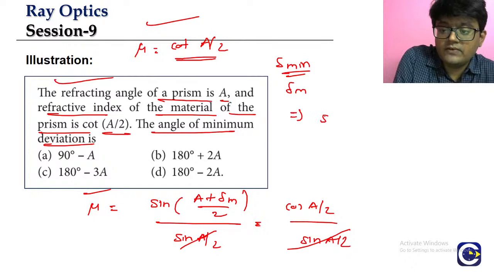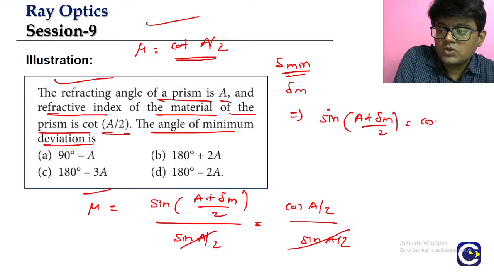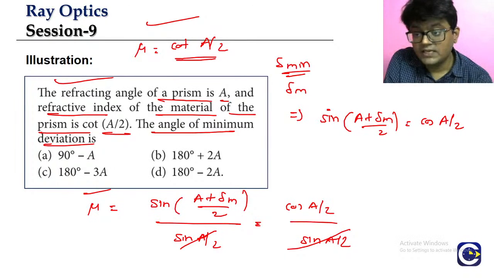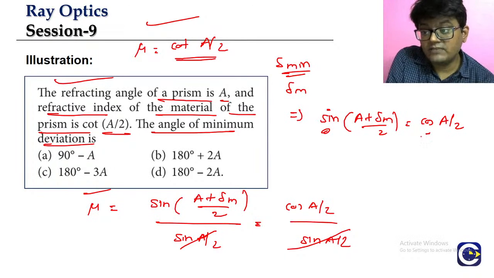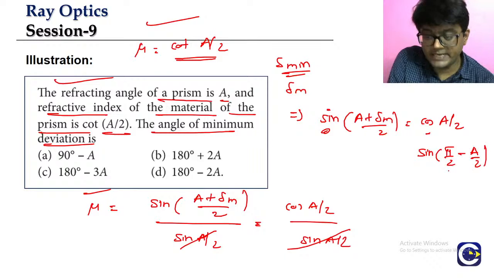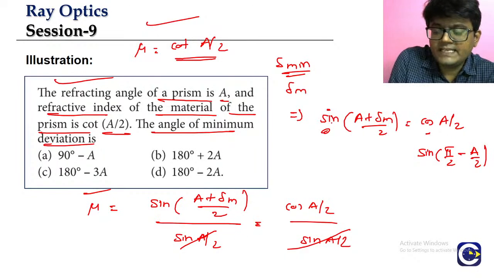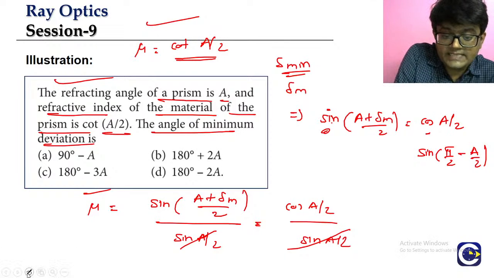Now look at this. What do we have? Sine of A plus delta minimum by 2 is equal to cos A by 2. We have to somehow get the relation between the angles. Left side we have a sine function, right side we have a cos function. How do we tackle it? We'll change the right side. Cos theta is equal to sine of pi by 2 minus theta. So the left hand side is sine of A plus delta minimum by 2, and the right hand side is sine of pi by 2 minus A by 2.